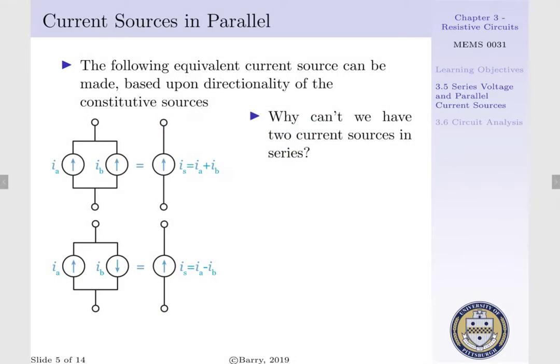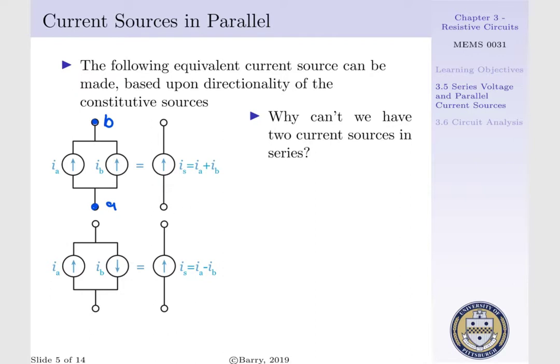Now let's look at current sources. We can make the following equivalent current sources based upon the directionality of our ideal current sources. Say we have a terminal A and a terminal B, for which we have two current sources, IA and IB, existing. Both IA and IB are existing in the same direction, such that we can create an equivalent IS, which is equal to the sum of IA plus IB.